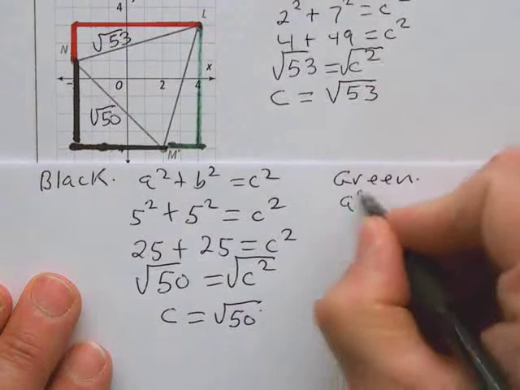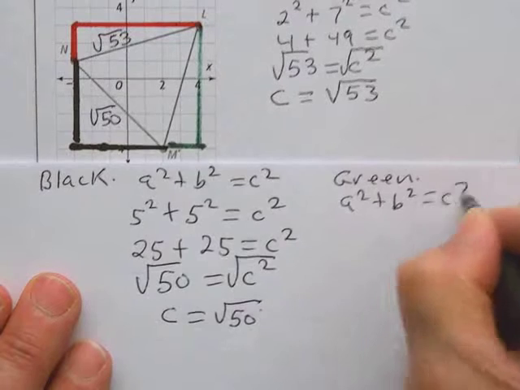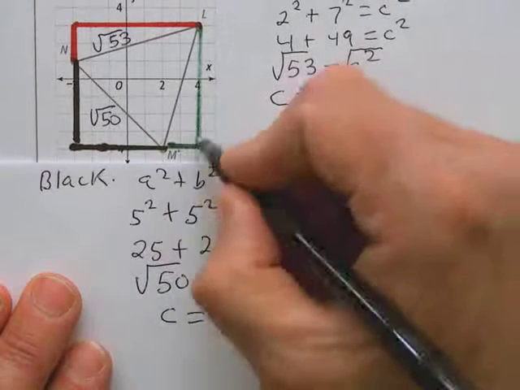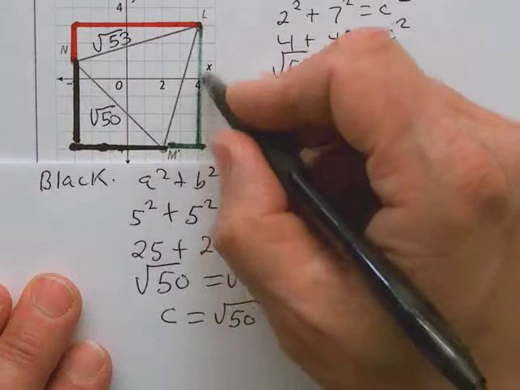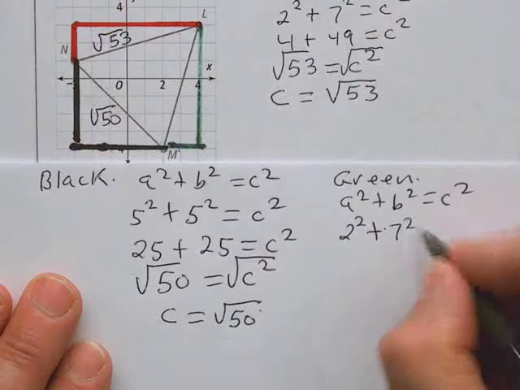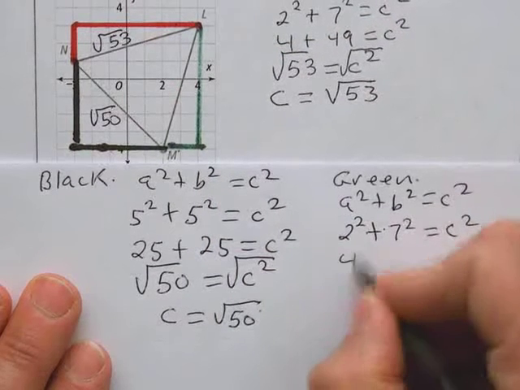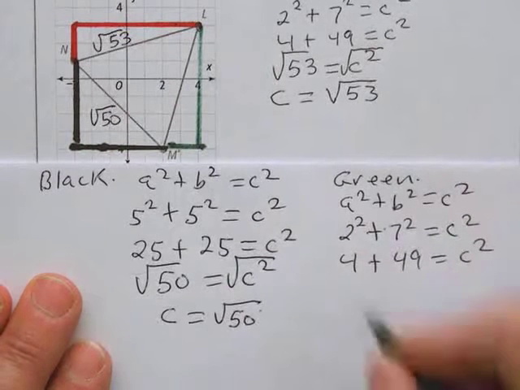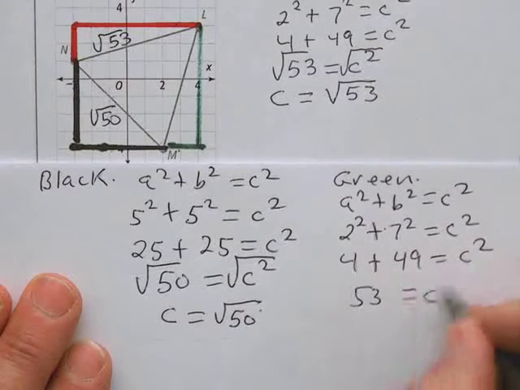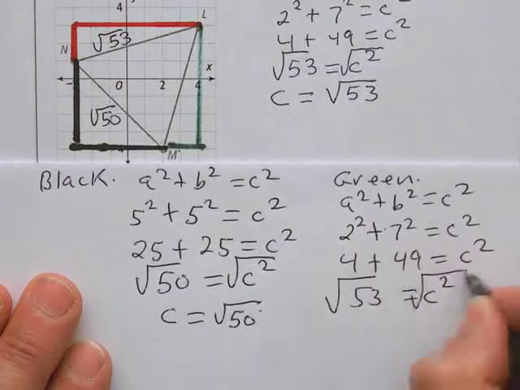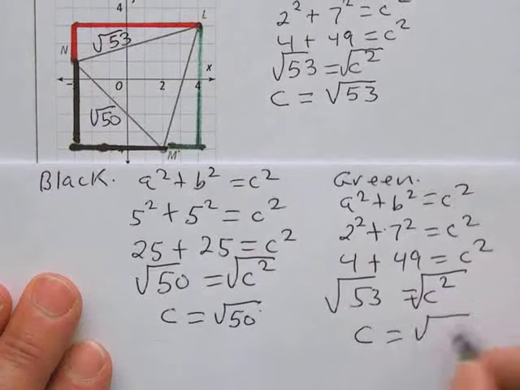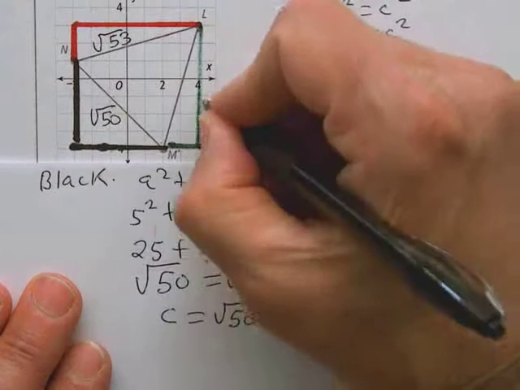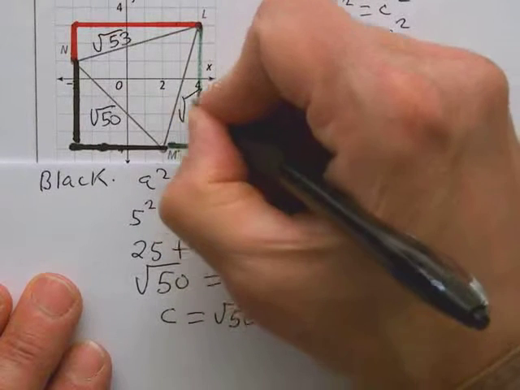And what have we got? A squared plus b squared equals c squared. And this is 2 units squared plus 1, 2, 3, 4, 5, 6, 7 units squared equals c squared. And as you can see, I've got some familiar numbers here. And that's 53 equals c squared. And taking the square root of both of these, c equals the square root of 53. So now for my green triangle, I've got the square root of 53 for this side.